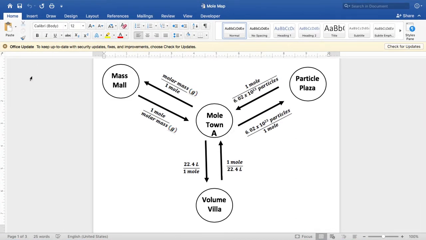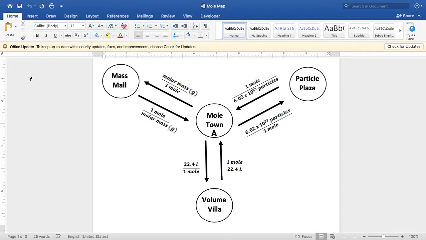All right, so I want to talk about the mole map that we have here and that you should have drawn on your own piece of paper. Okay, make sure you have that out in front of you because you're going to be using it. So, last week you all learned about the mole and what a mole is, what it represents. Okay, here we have our mole map.